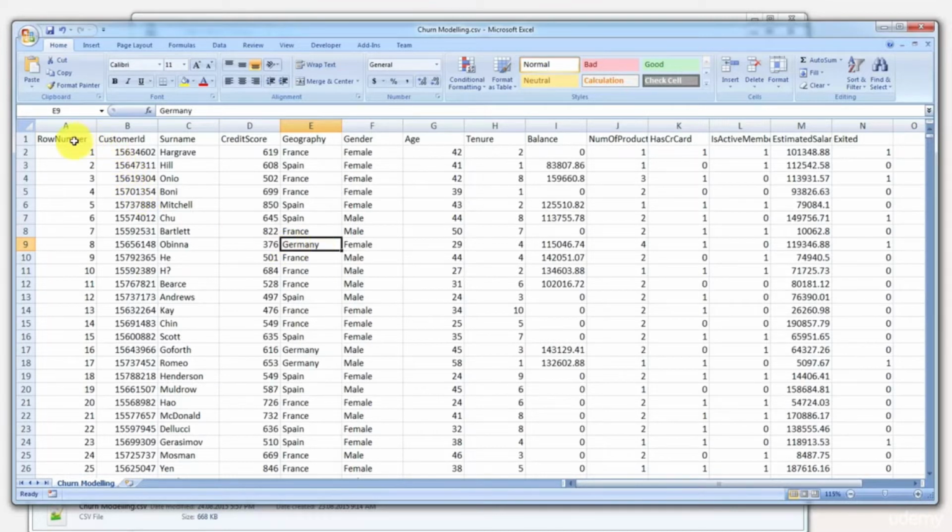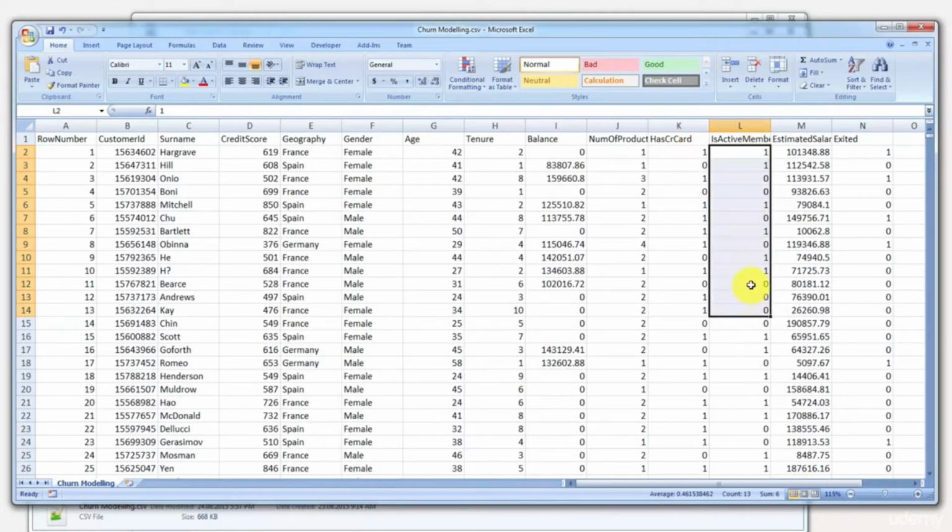So what they did is they took this sample of 10,000 customers, and they measured 6 months ago everything they knew about them: their customer ID, their surname, credit score, their geography, their gender, their age, their tenure, so how long they've been with the bank, the balance of the customers at that point in time, the number of products they had at that point in time. So, the number of products is things like: do they have a savings account? Do they have a credit card? Do they have a loan? Did the customer have a credit card or not? So there's a yes/no flag.